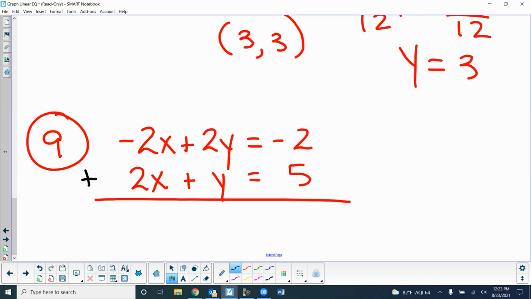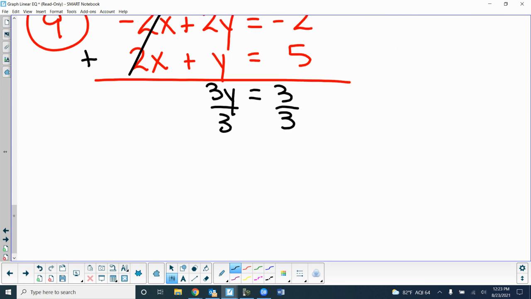Since these were already the same, I didn't multiply the bottom by 2. Some of you might have multiplied the bottom by 2 so the y's were the same. That's okay, that's just an extra step. So when I add these, negative 2 plus 2 cancel each other out. 2y plus 1y is 3y. And then negative 2 plus 5 is 3. When you divide by 3, you get y is 1.